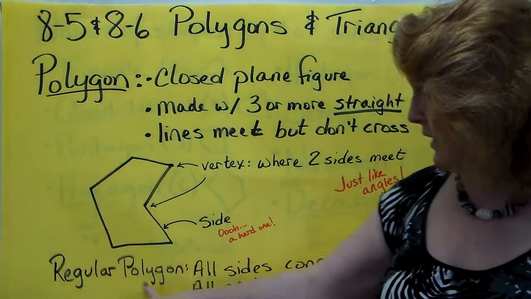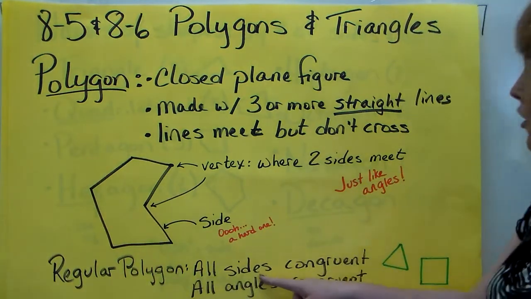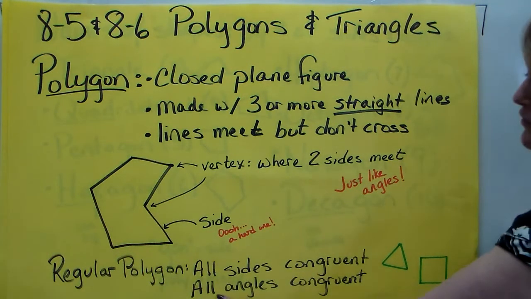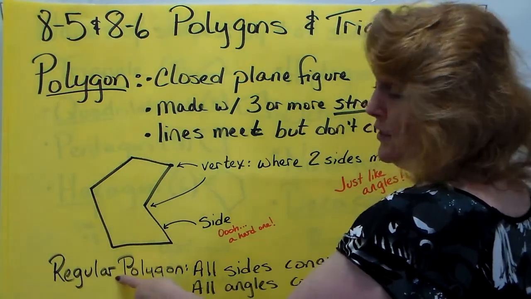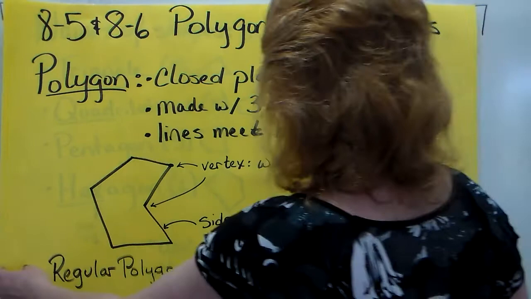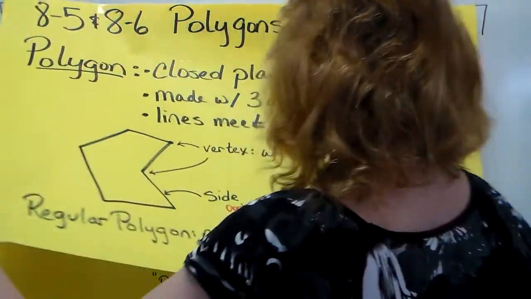A regular polygon is where all the sides are congruent and all the angles are congruent, just like these two shapes here. All the sides and all the angles have to be the same in order for you to be considered regular, which means the majority of the shapes out there are irregular.